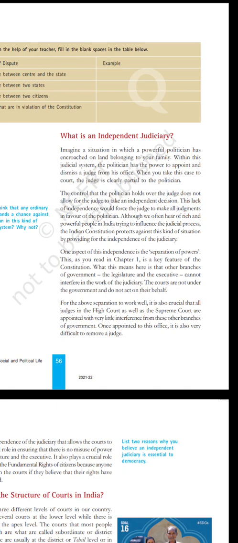For the above separation to work well, it is also crucial that all judges in the High Court as well as the Supreme Court are appointed with very little interference from these other branches of government. Once appointed to this office, it is also very difficult to remove a judge.